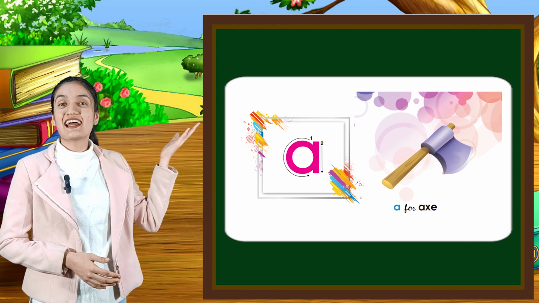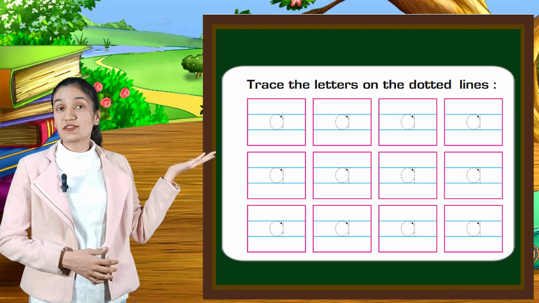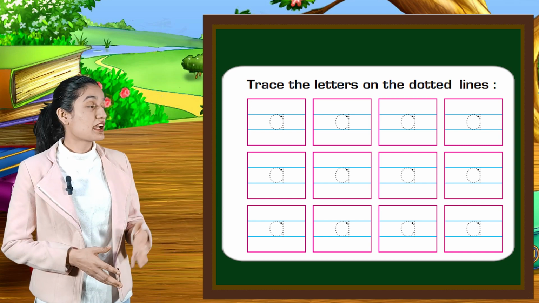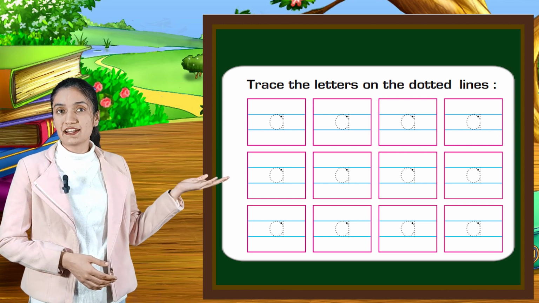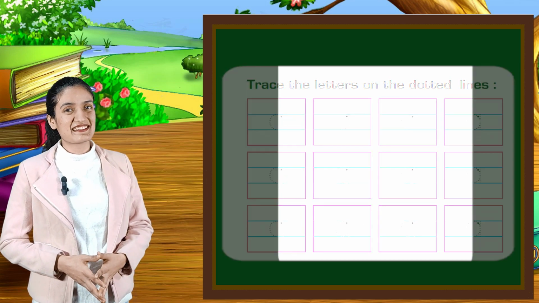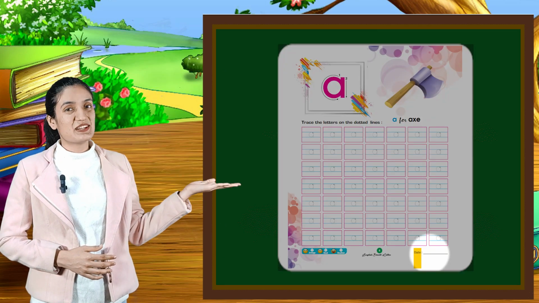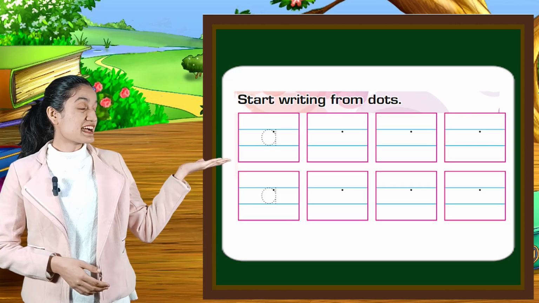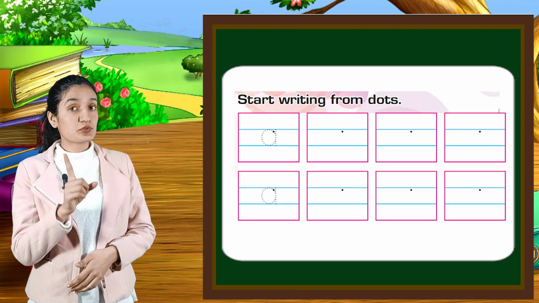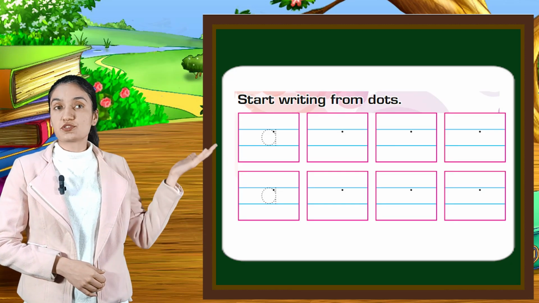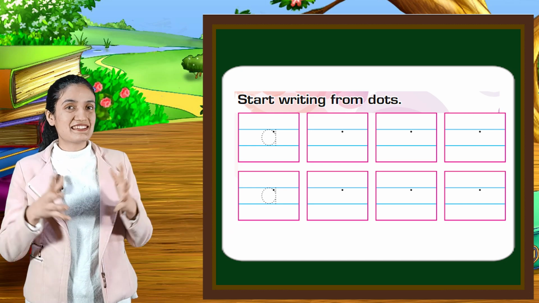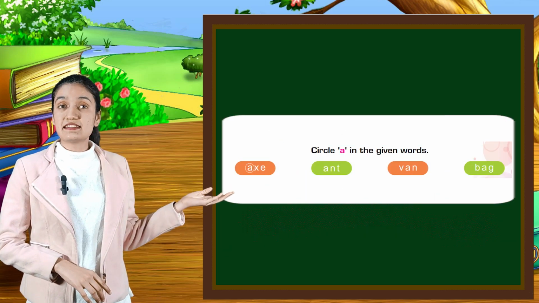A for apple. Trace the letters on the dotted lines. So बच्चे, आपको सभी dots को join करना है और A बनाना है. And in the end of the page, you have to write the date in your notebook. So kids, start writing from dots. So students, आपको सभी dots को join करना है and make the letters. Now let's see the next.